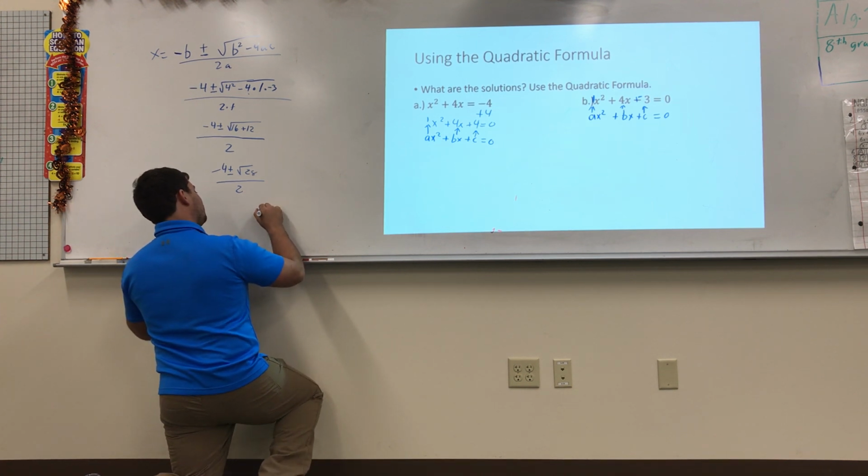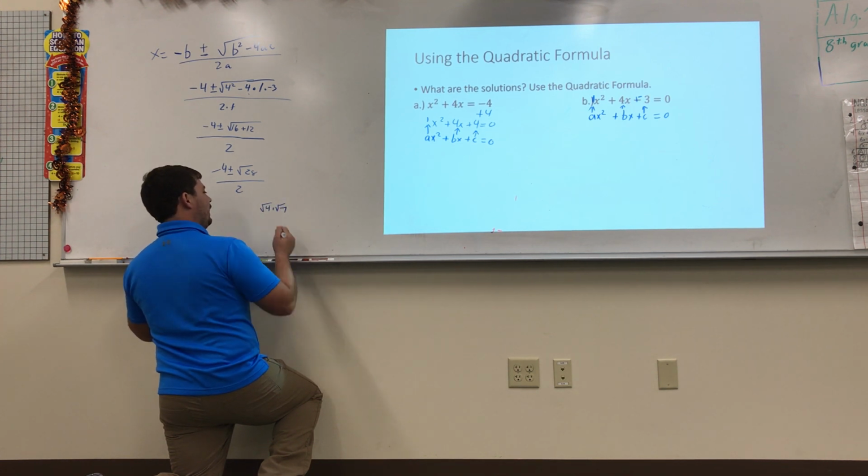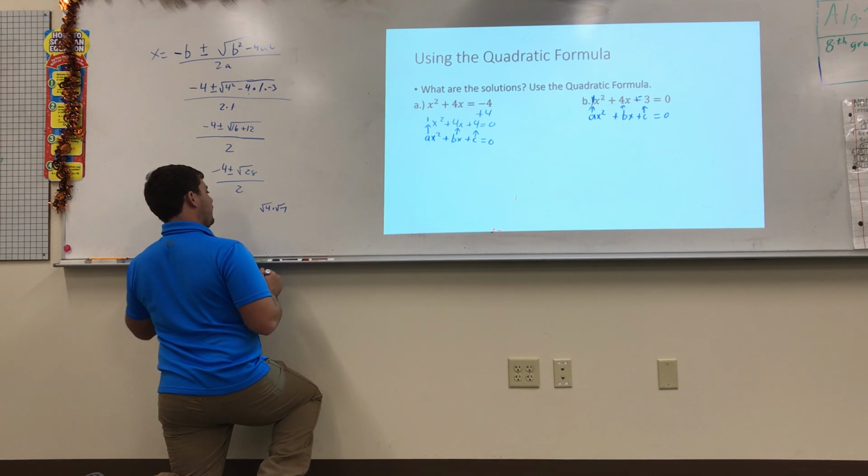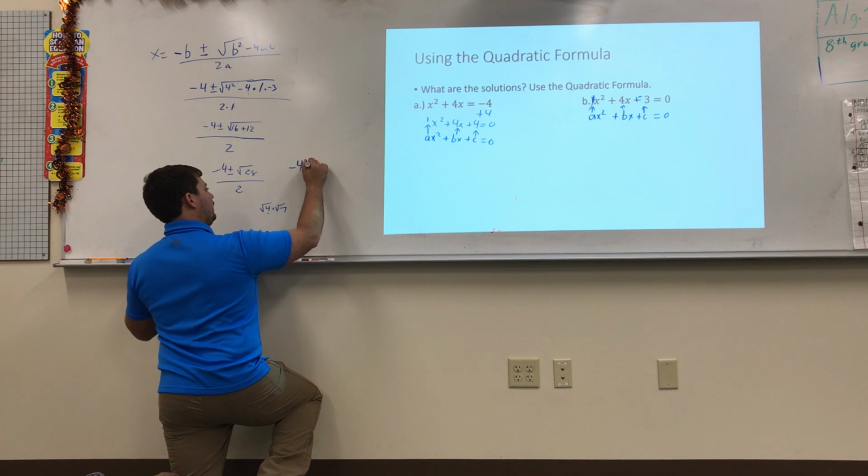Let's try some factors. So if we took the square root of 4 times the square root of 7, do we get 28? Yeah, the square root of 28. It'll still be a square root. So, what's the square root of 4 though? 2. Can I take the square root of 7? No.